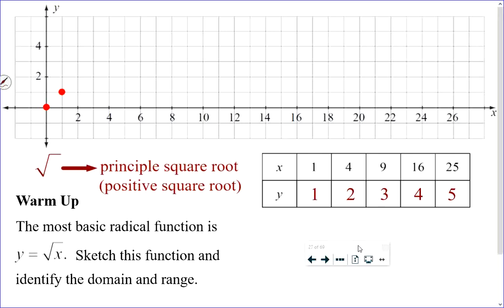You can plot a point at (1, 1). We also have a point at (4, 2). And many of you right now should be starting to see that this is the same pattern as y equals x squared, but it's backwards.